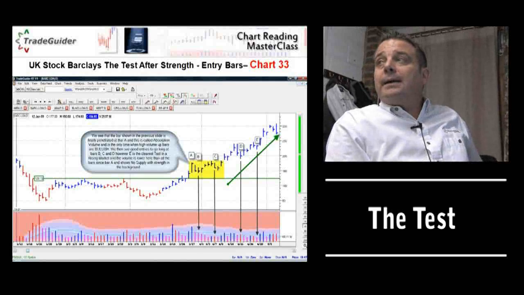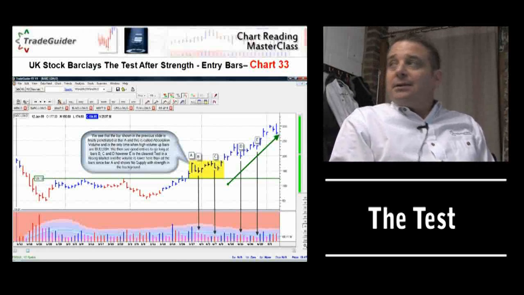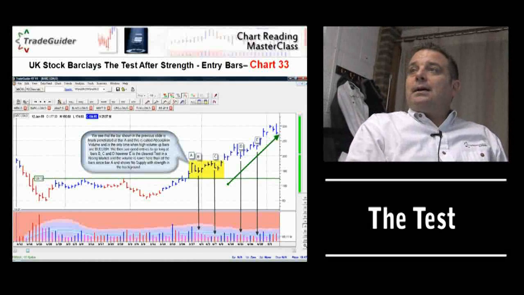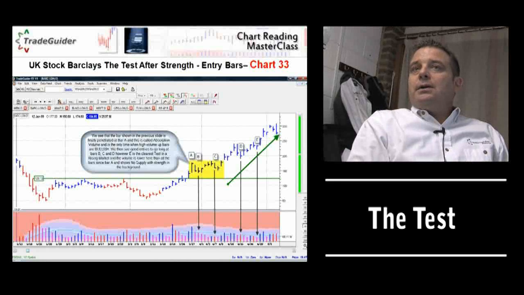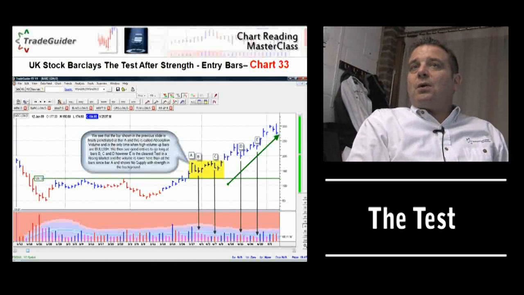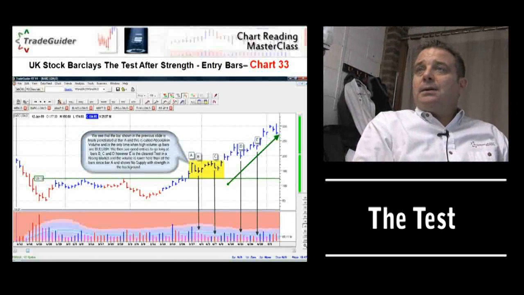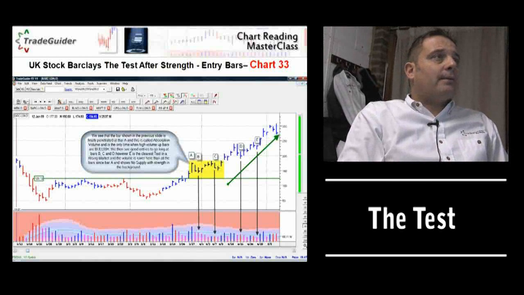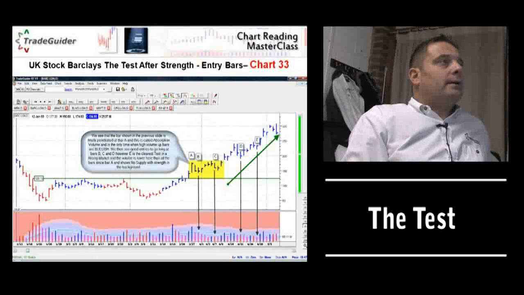Anything to add to that? Nothing I can really add to that one. Tom, anything you want to add there? You've got stopping volume. It churns a little bit, it hits resistance twice, and then it goes up on very high volume. An immediate test and then takes off. Yeah, very, very obvious one, that one. Okay.